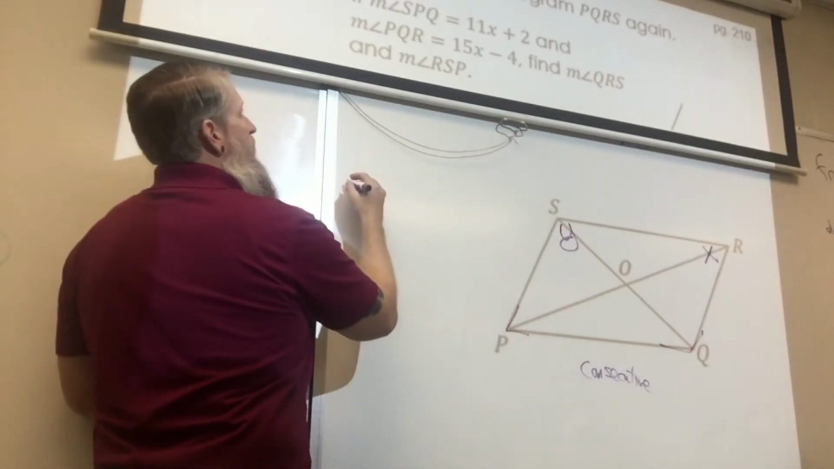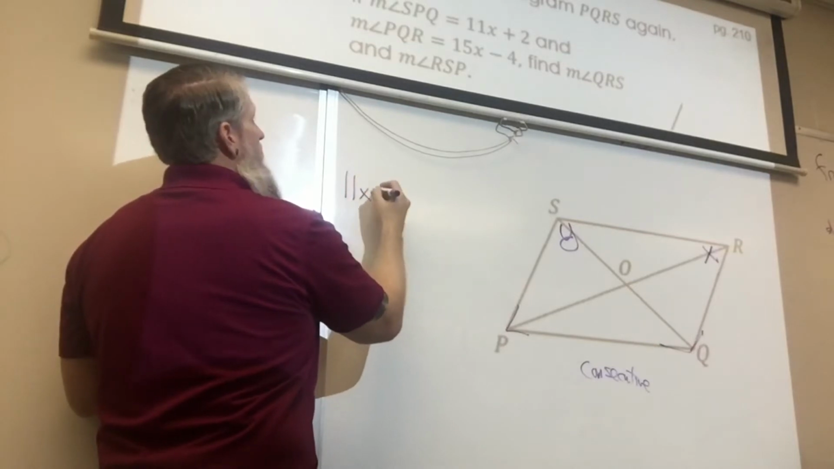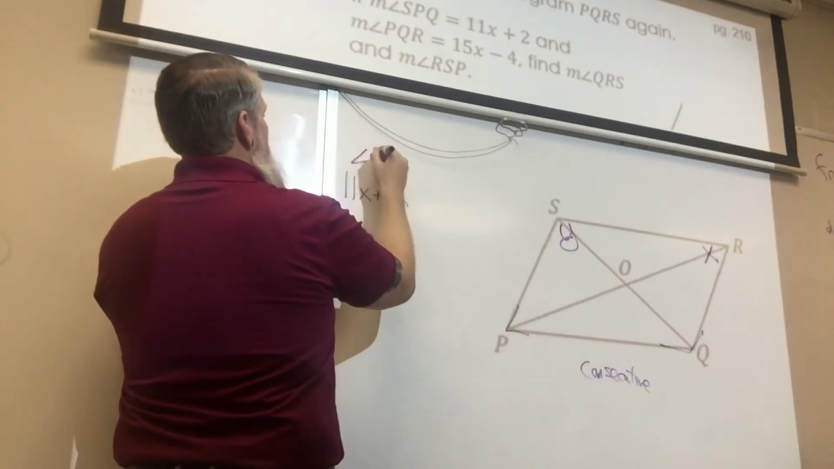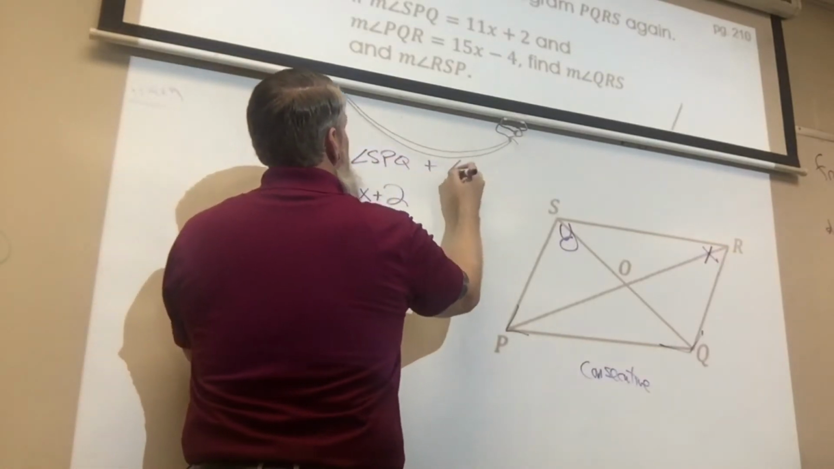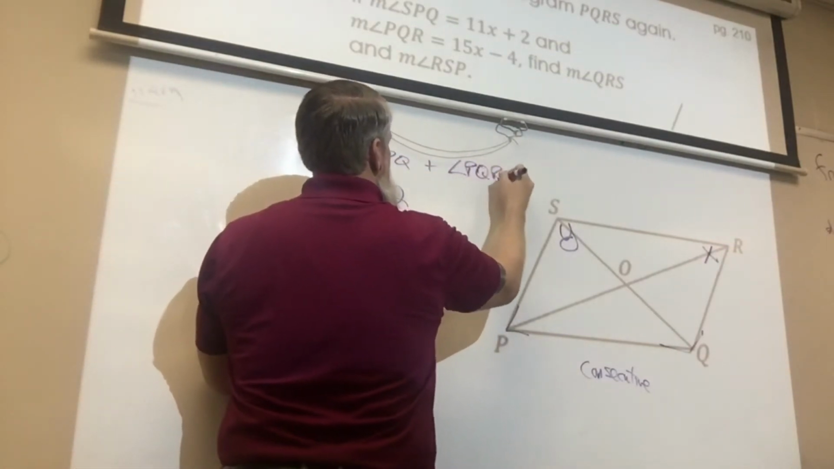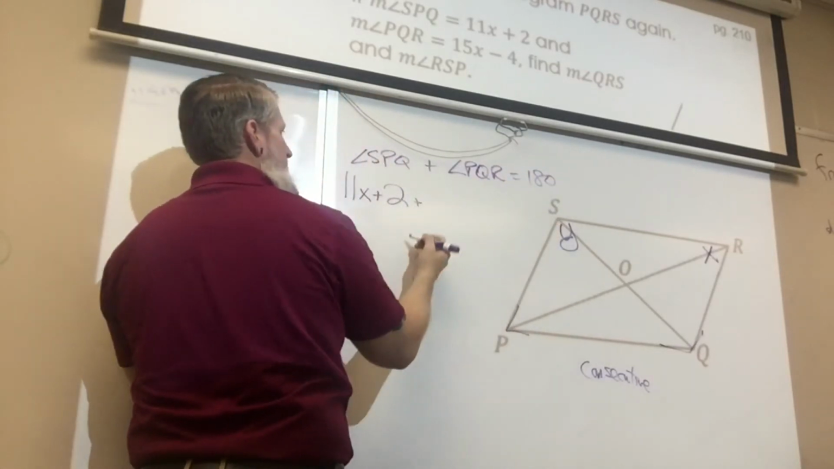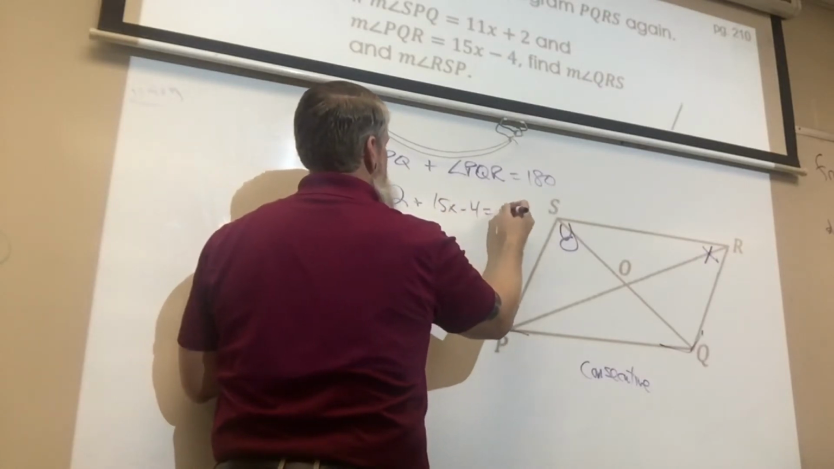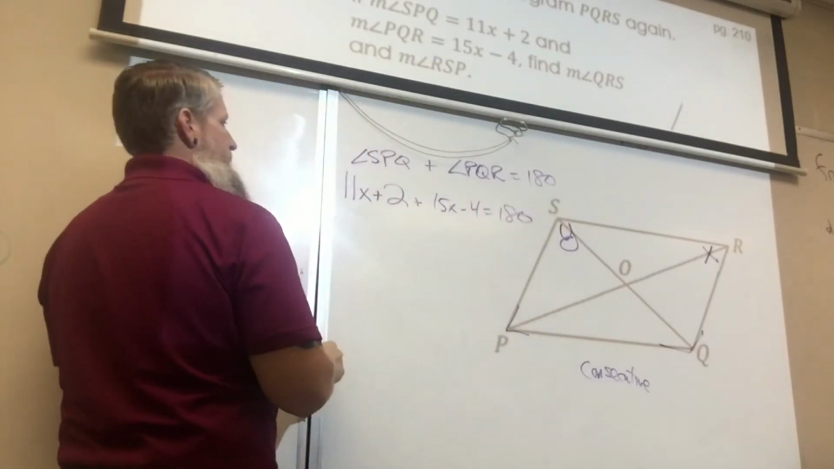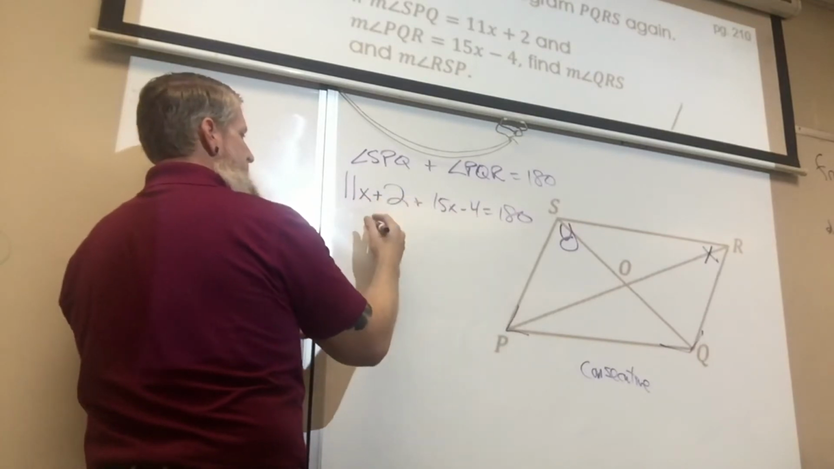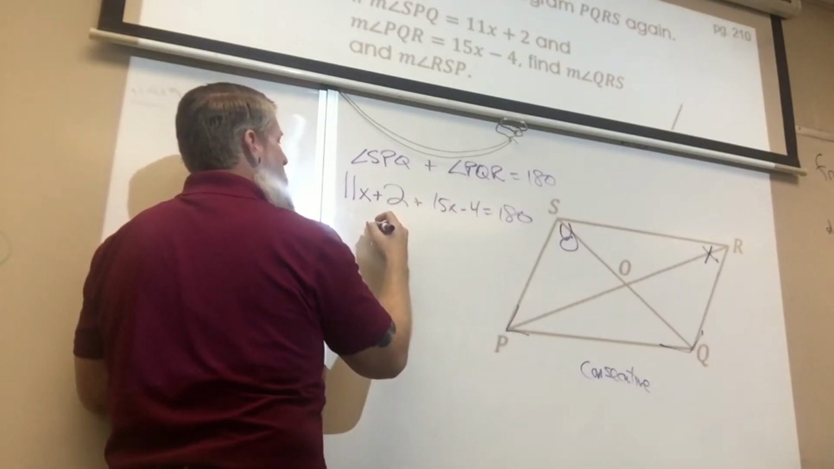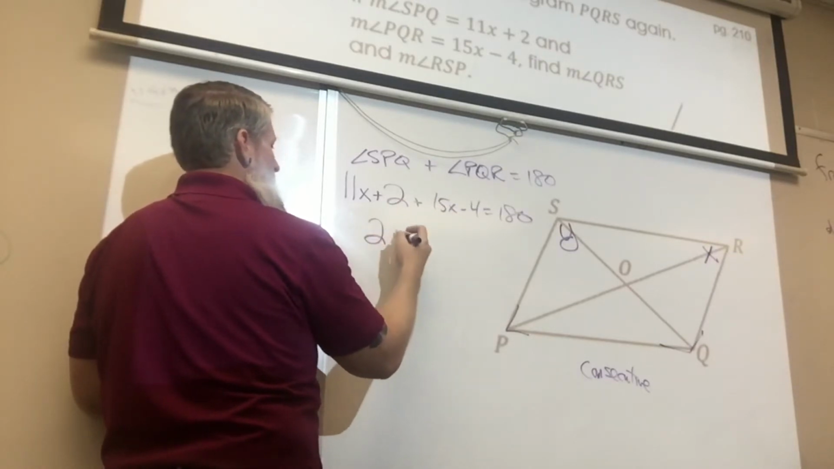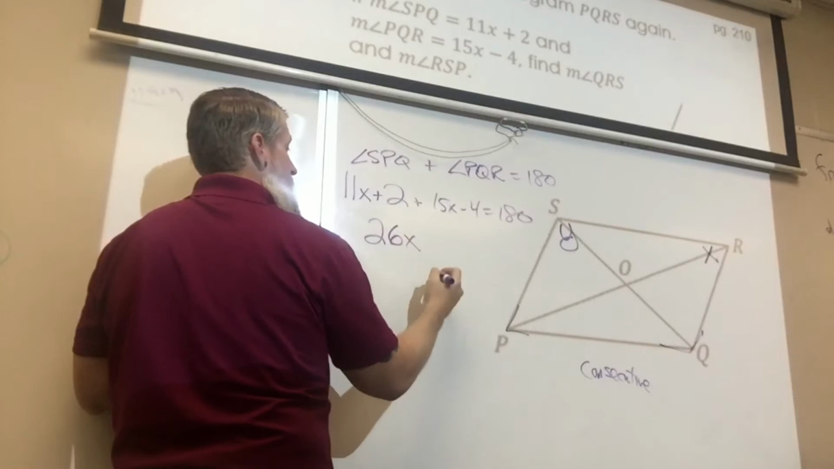Okay? All right, so if I take the two little expressions they give me, this one is the angle SPQ, and if I add the PQR to it, again, I know it has to equal 180 because they're consecutive angles on a parallelogram. So if I combine like terms here, what's 15 plus 11? Really? 15 plus 11? Is that hard? 26. Brilliant.